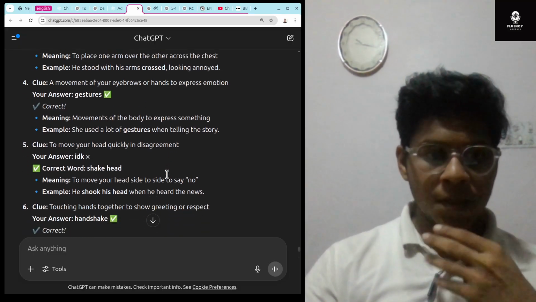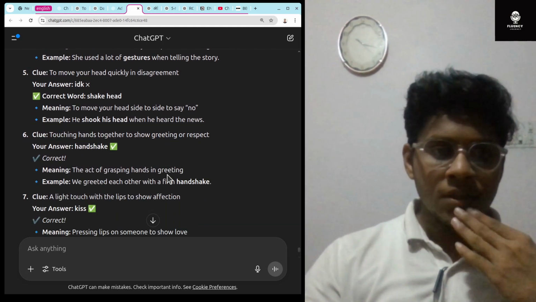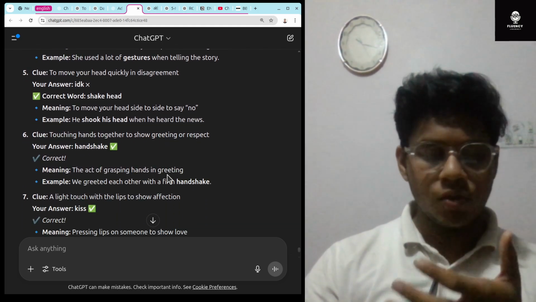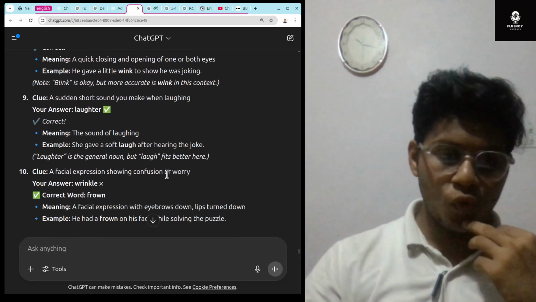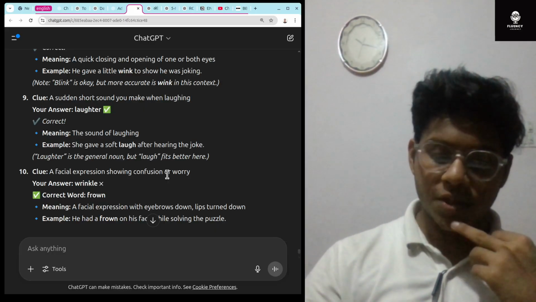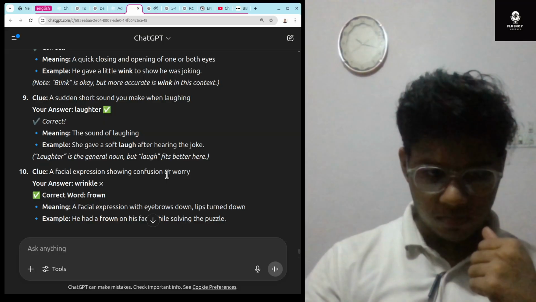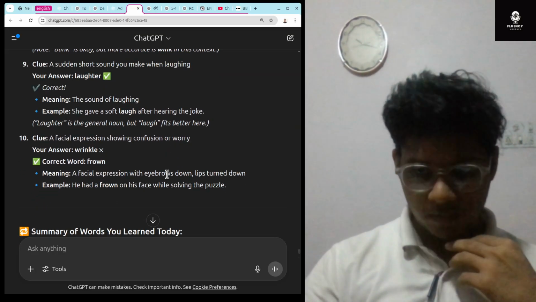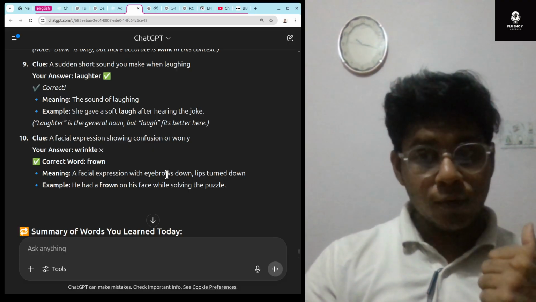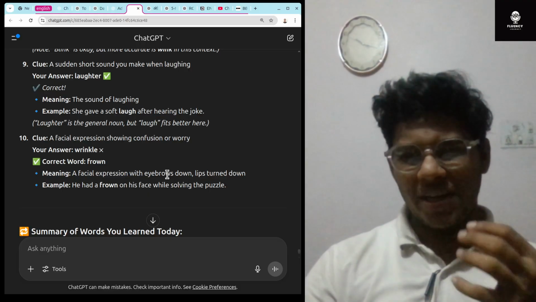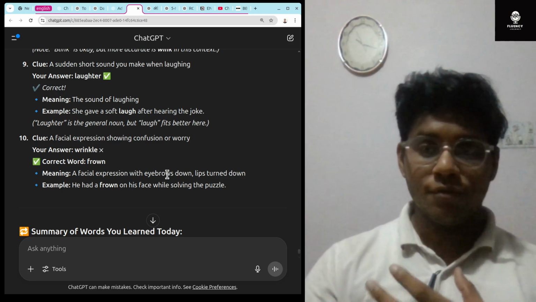Okay, shake head. He shook his head when he heard the news. Okay, yeah. Touching hands together to show greeting or respect, which is obviously handshake. Kiss, blink, right? Laughter, yeah, I got it. Wrinkle, frown, a facial expression with eyebrows down, lips turned down. He had a frown on his face while solving the puzzle. Okay, like that type of expression. It's like too sad, right? Means he's too involved in that puzzle, so that he can't have any emotion on his face.